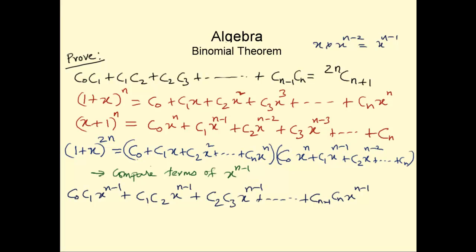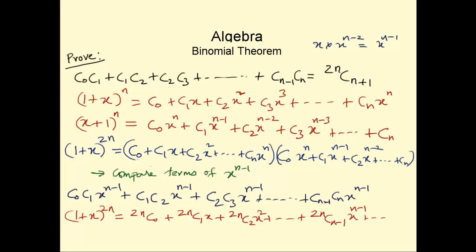Now let's come back to the left hand side. The left hand side is 1 plus x whole to the power 2n. So let's expand that. So 1 plus x raised to the power 2n is 2nC0 plus 2nC1 x plus 2nC2 x squared plus the term for x to the n minus 1 would be 2nC(n minus 1) x raised to the power n minus 1 plus so on. The last one would be 2nC2n. So what is the term of x to the power n minus 1 here? That is 2nC(n minus 1).